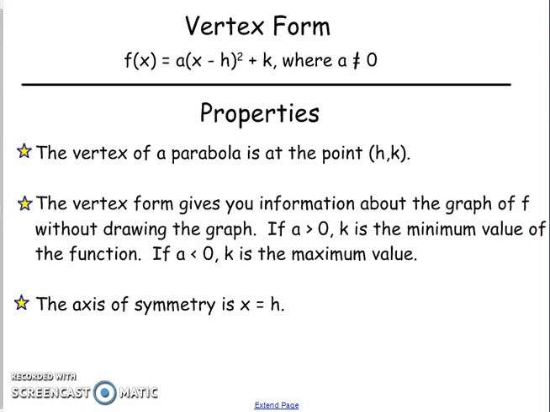The vertex form gives us information about the graph without drawing it. Same idea with the a value as in standard form. If a is positive, or greater than 0, then it has a minimum value at k. And if a is less than 0, then k is the maximum value. And then the axis of symmetry is x equals h, since it's always x equals the x value of the vertex.